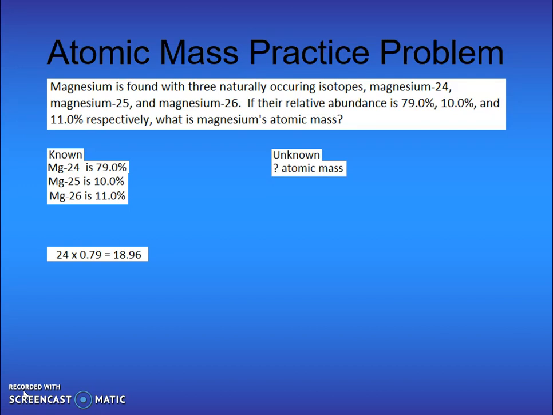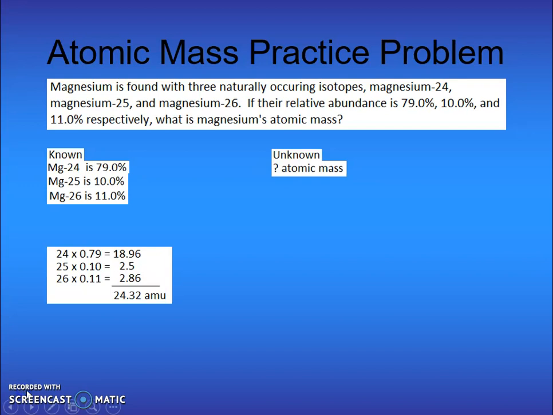We'll do the same for the magnesium 25. So take the mass of 25 times 10% as a decimal, 0.1, and we get a product of 2.5. And then lastly, for the magnesium 26, 26 times 11% as a decimal, which is 0.11, and its product is 2.86. And then we can add those three together. We find the atomic mass of magnesium to be 24.32, or the weighted average of those three isotopes to be 24.32. So the average magnesium atom, as I would find it in nature, has a mass of 24.32.